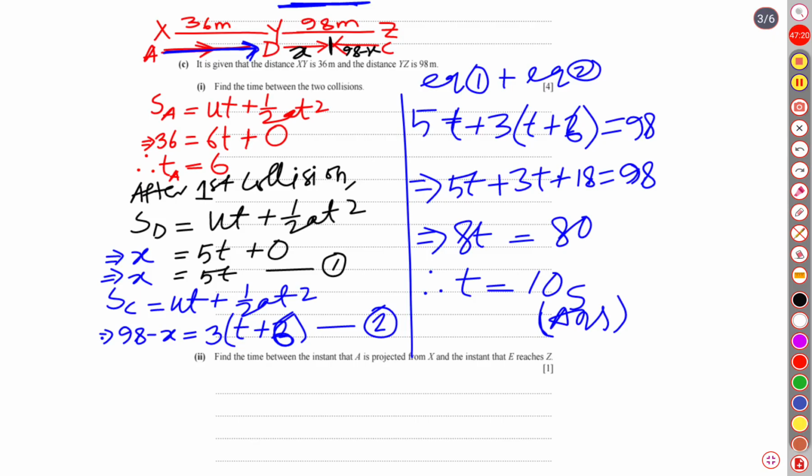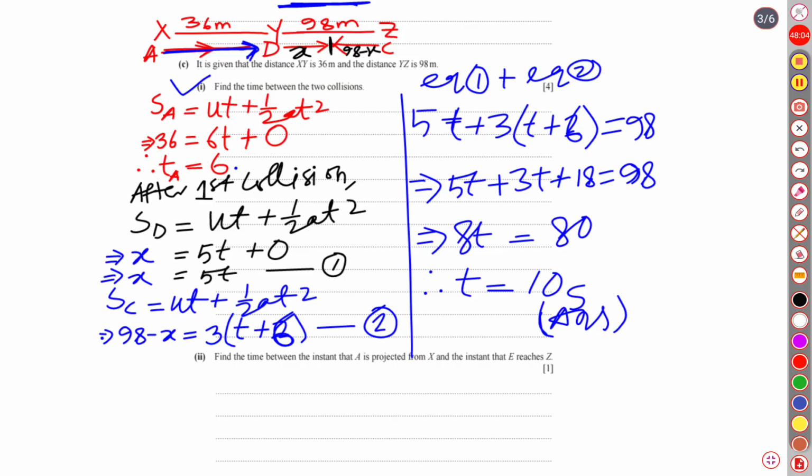So since the beginning, the time taken for both the collisions is 10 seconds. The question told us to find the time between the two collisions. The first collision occurred after 6 seconds, and the second collision occurs after a total of 16 seconds. So t is actually 10. T was the time after the first collision until the second collision. So please don't get confused. C took 16 seconds.